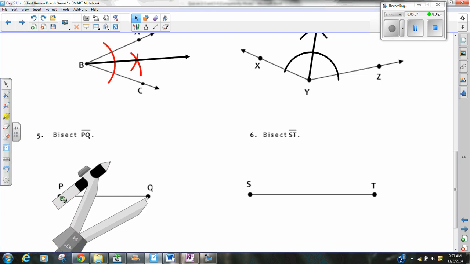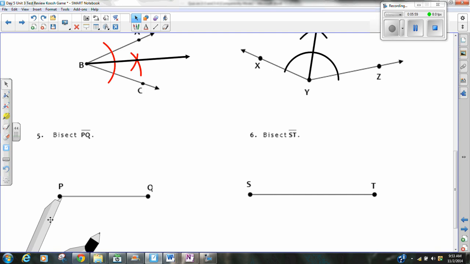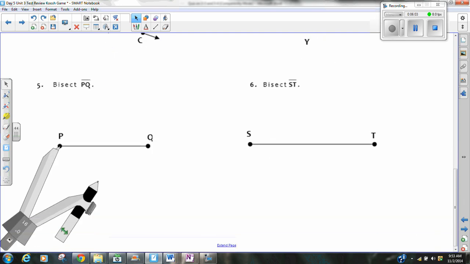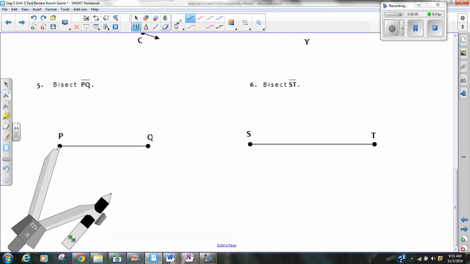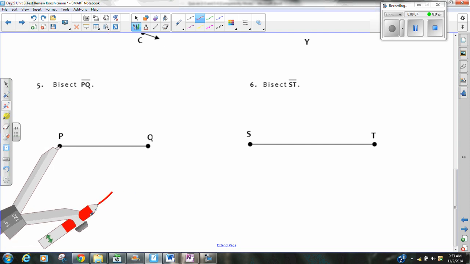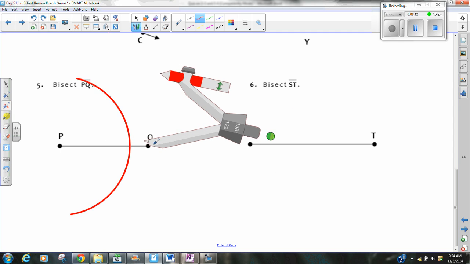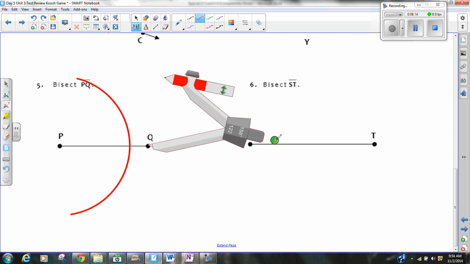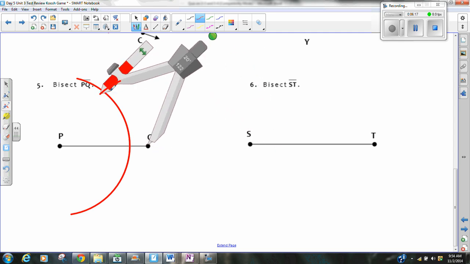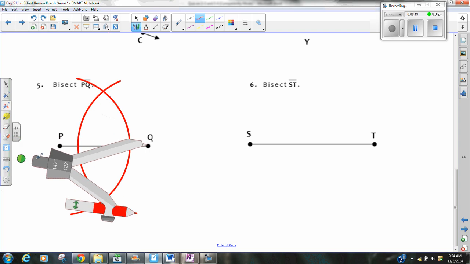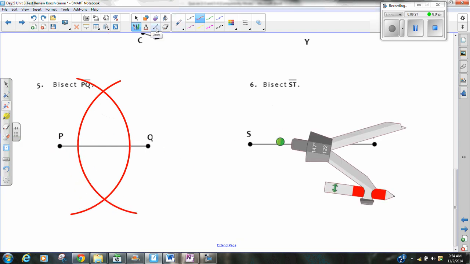Pretty much you just need to stretch your compass over halfway. It doesn't matter which side you start on. I'm going to go a little bit further over here, making it a red, and then I'm going to make an arc. And remember, the further you stretch it, the fatter your arcs are going to be. And then I'm going to come here and intersect that arc. The intersection of those two arcs creates 2 points, which then I'm going to take a line and connect. And I have done the segment bisector.